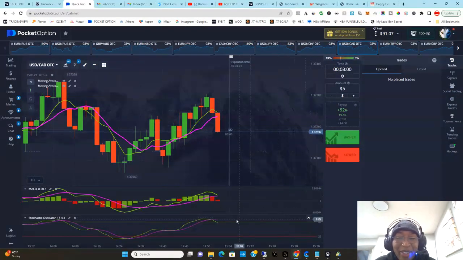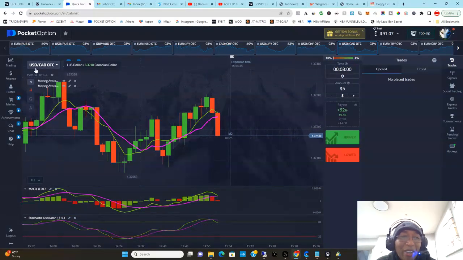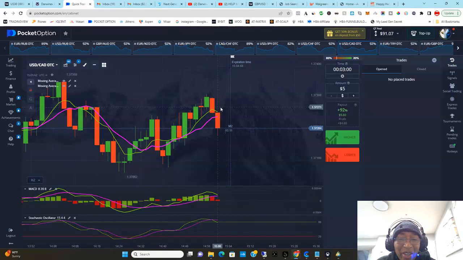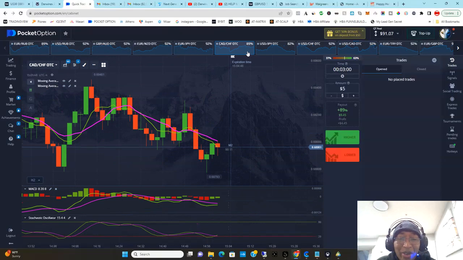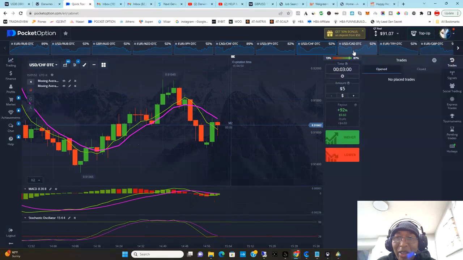Okay, so you can see if these ones cross, and this one crosses and starts going down, then we can jump in this trade here. So we will come back to the USD CAD. That's the pair that we are looking at right now. USD CAD doesn't seem like it's going to follow into our criteria. Okay, let's find another pair.